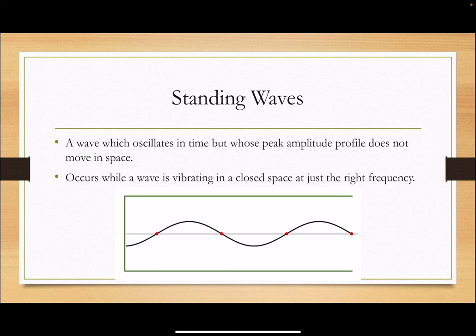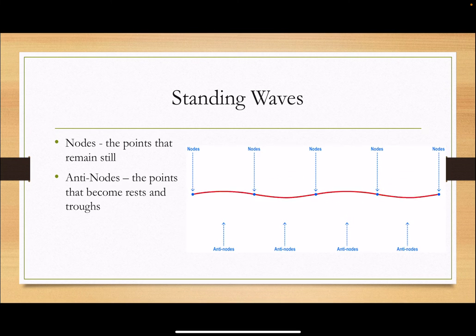The better definition is just looking at this and seeing what a standing wave looks like. It looks like the peaks and crests are moving, but then we have these points that we'll call nodes in a second that look like they're not moving at all. This occurs when you have a wave vibrating in a closed space at just the right frequency that matches the closed space.